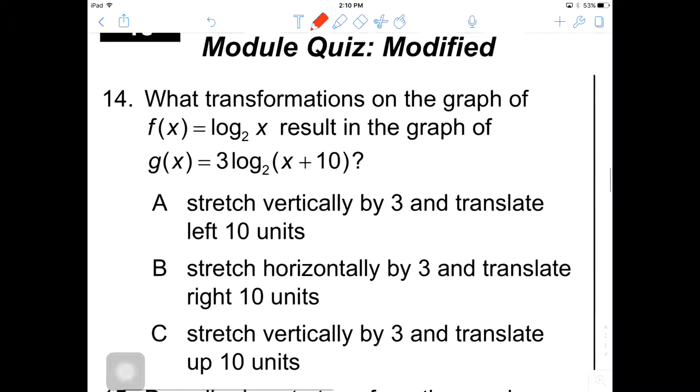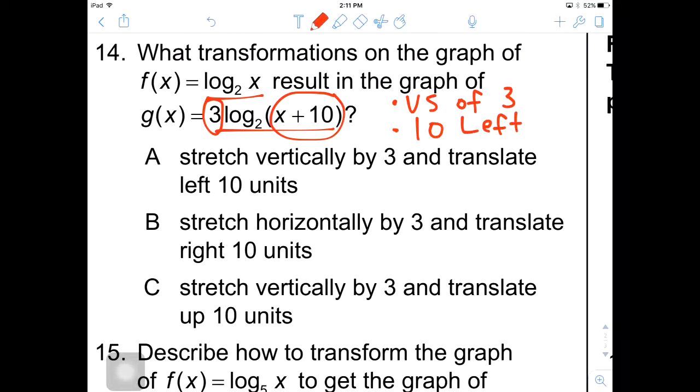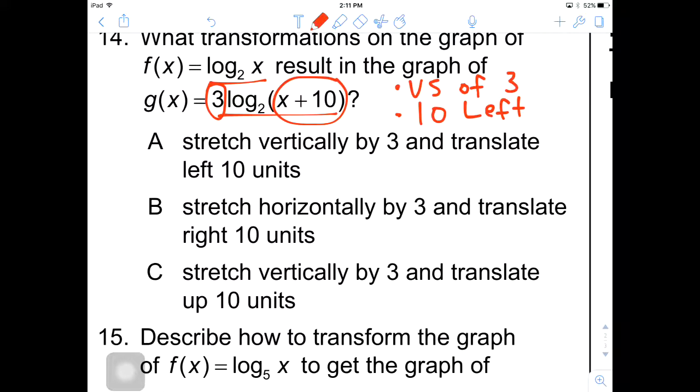Number 14. What transformations on the graph from the original to this new equation? Based on the equation, there should be a vertical stretch factor of 3. And with the x, there's a plus 10, which indicates a 10 unit transformation to the left. So based on those two, the best answer is A.